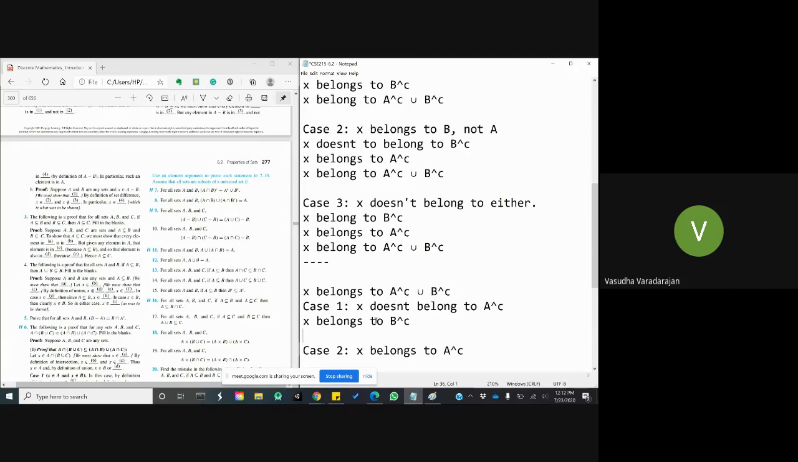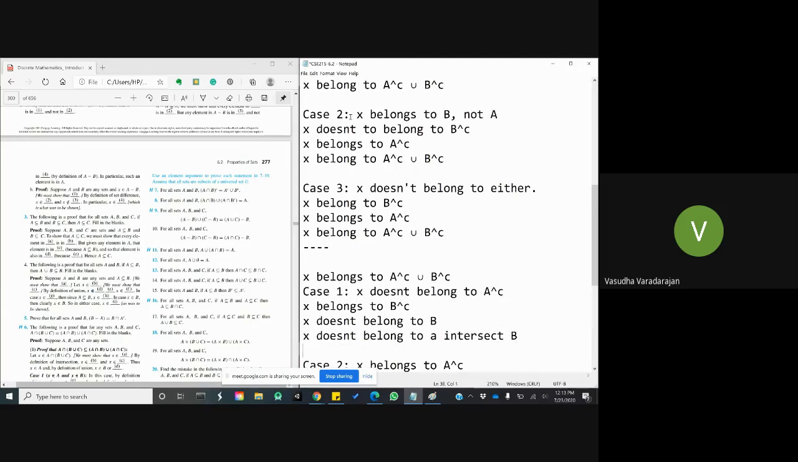So, and it does not belong, and it does, I'm sorry, A intersection B complement. Okay. So since X belongs to B complement, it does not belong to B. So X wouldn't belong to A intersect B. So it will belong to its complement. To A, yeah.